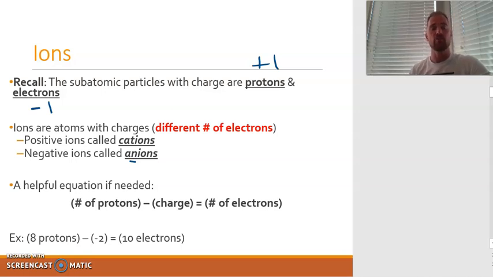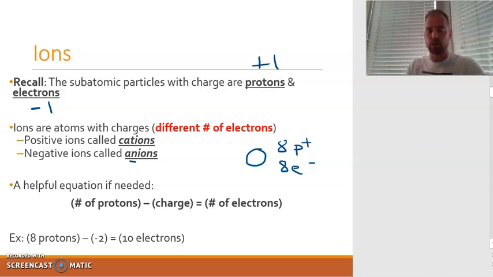Now, in terms of figuring out how many electrons a particular ion might have, let's take a look at an example. Suppose that you have the element oxygen. What is oxygen's atomic number? If you look at the periodic table, oxygen has an atomic number of 8, meaning it has 8 protons. If this oxygen atom was neutral, it would have 8 electrons because every positive needs a negative to cancel it out.